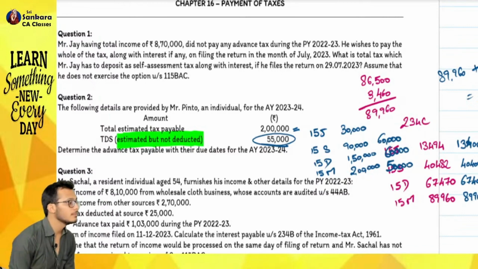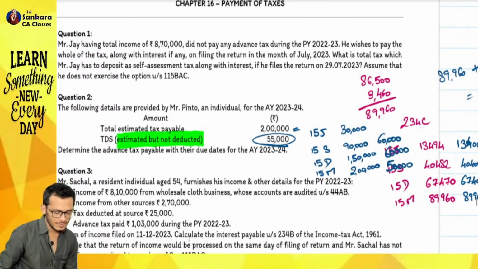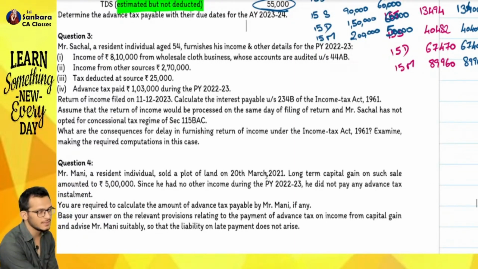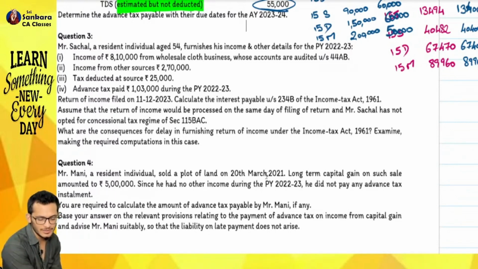Shall we go to the next one? Yes. Mr. Sachal, a resident individual aged 54 years, has furnished his income and other details for the previous year 22-23. Income of 8,10,000 from wholesale cloth business whose accounts are audited under 44AB. Presumptive or non-presumptive? Non-presumptive. Books are audited.